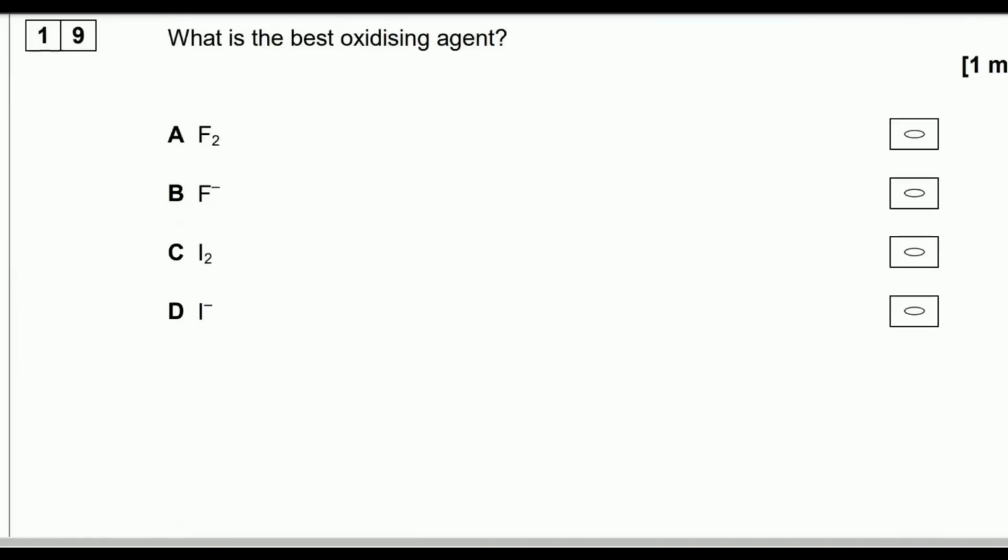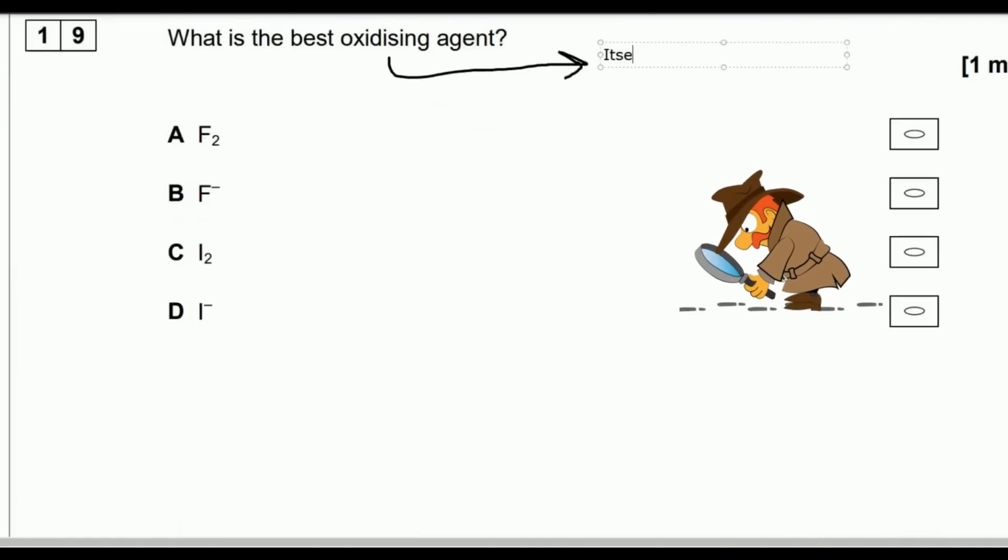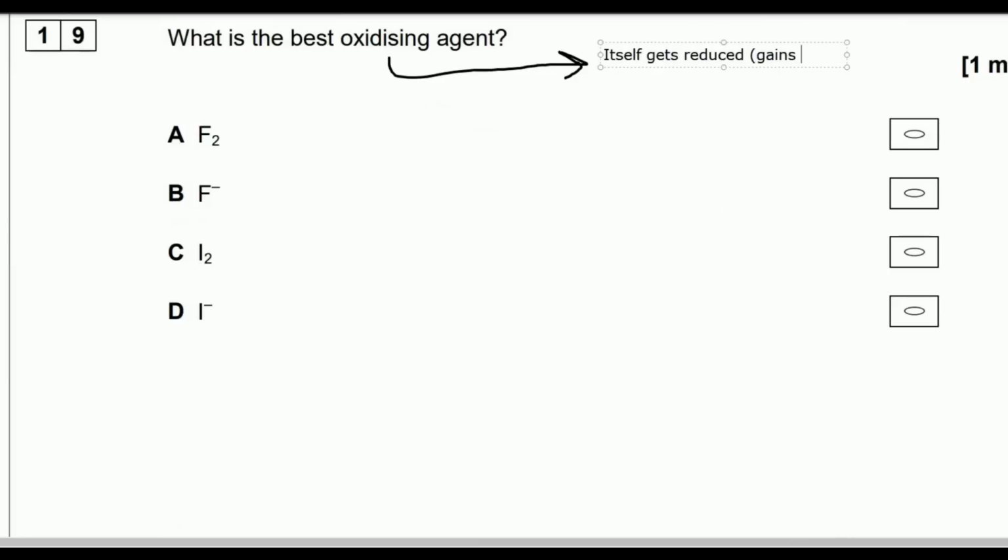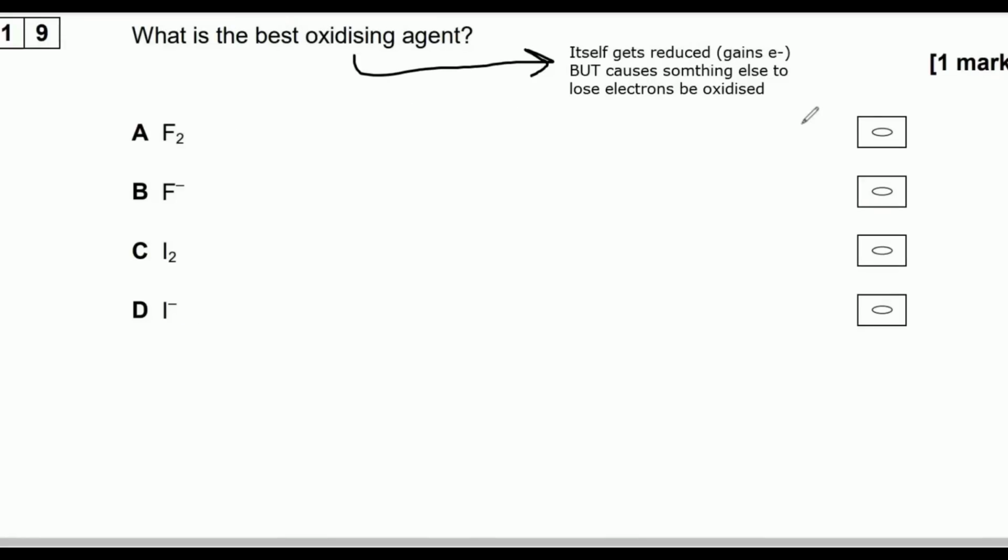Right. What is the best oxidizing agent? So what we've got to think about here is, what does that mean, an oxidizing agent? An oxidizing agent itself gets reduced. It causes other things to be oxidized. Do you remember OIL RIG? Oxidation is loss of electrons. It causes other things to lose electrons, and it takes those electrons. It gets reduced. So what we have to do here is look and say, which one of these doesn't mind taking electrons? And the answer is fluorine, one of the best oxidizing agents in the whole of the periodic table. It can even oxidize oxygen.